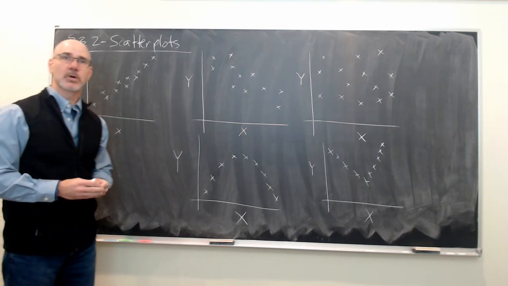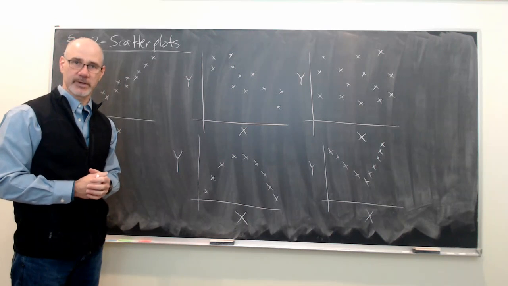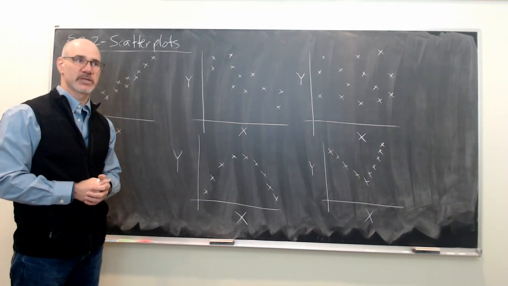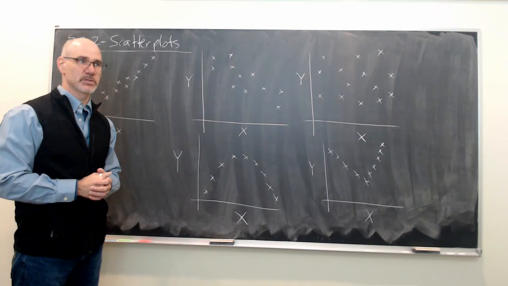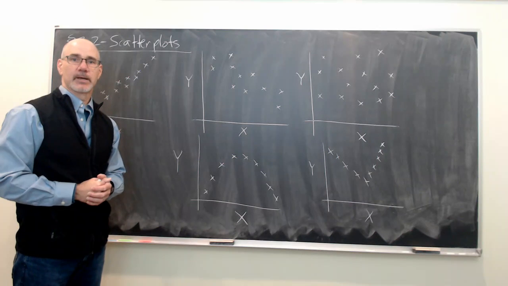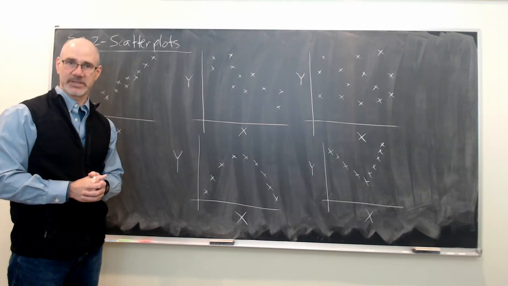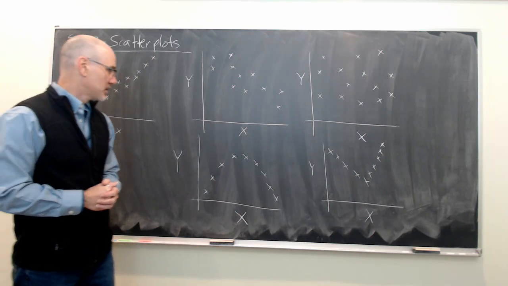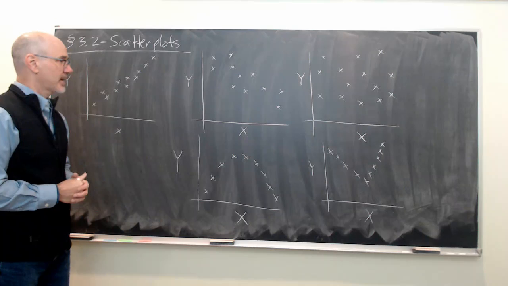So in 3.2, we look at another way of displaying association between two variables, only this time instead of a contingency table, which is good for associations between categorical variables, we're talking about scatterplots, which is a way to display the association between two quantitative variables.